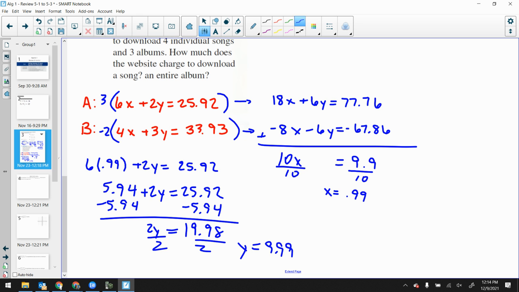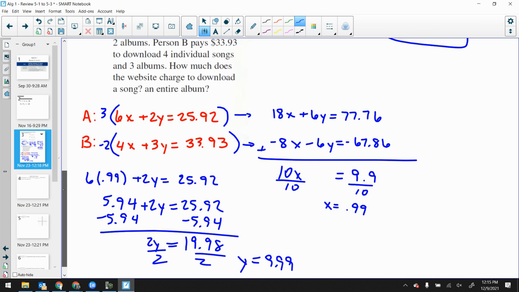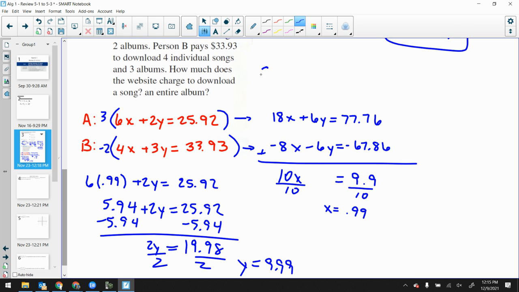9.99. Is it okay to have decimals here? I said yesterday, don't be afraid of big numbers, but be afraid of decimals. Is it okay to get decimals in word problems? Yes, it's totally fine, because it's got context to it. Like we can say, as my answer, 99 cents per song, and then $9.99 per album, which makes sense. It's about right.